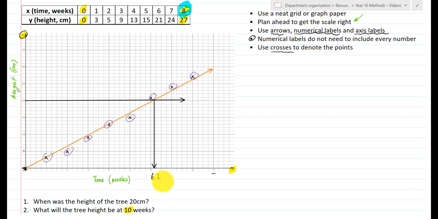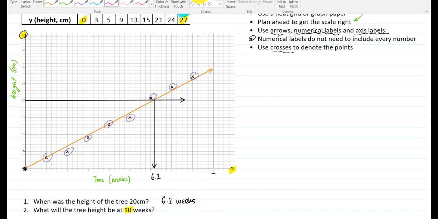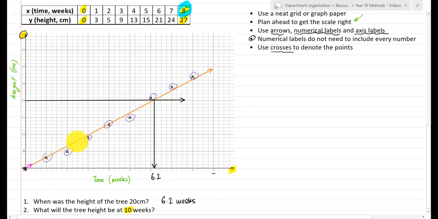The second question was, what will the height of the tree be at 10 weeks? Well, let me just write down the answer to the first question. So at 10 weeks, I need to draw another line because I didn't actually make my line long enough. So let me just draw another line here, all the way out to 10 weeks, following the same line there.